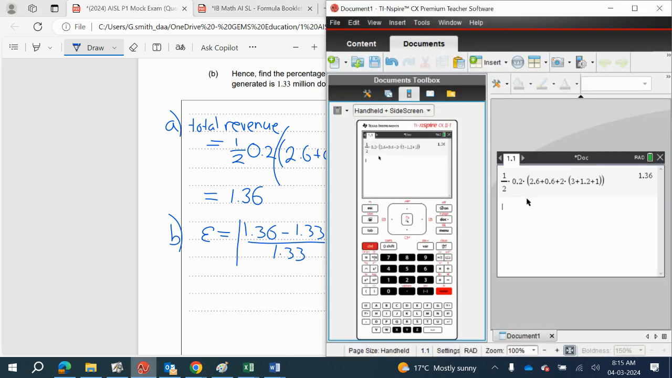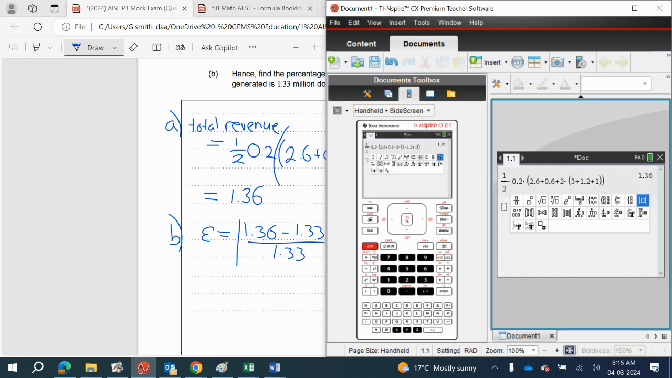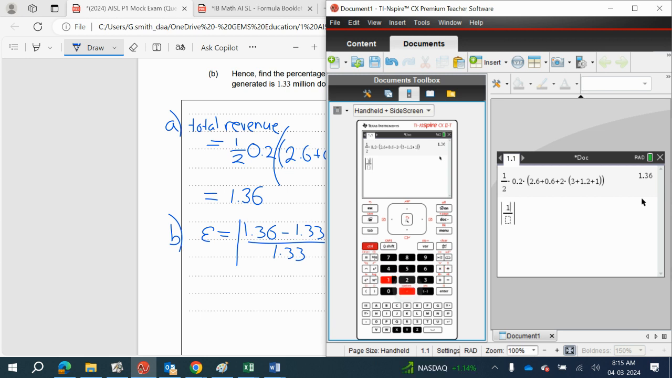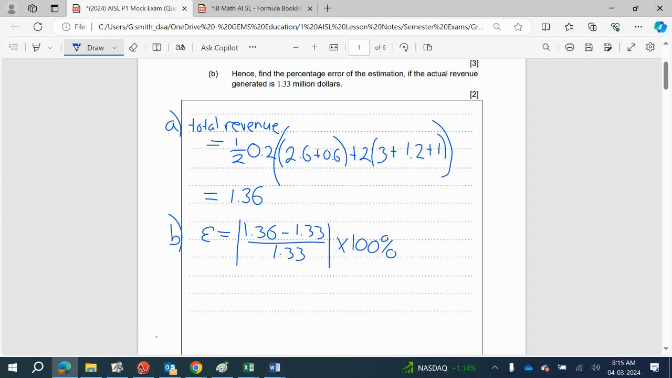Type it into the calculator, what do we get? I can actually type it in using those features. There's the absolute value function. Quotient 1.36 minus 1.33 over 1.33. Now on the calculator, you have to times by 100 to turn it into percent. This will give us 2.26%. On the calculator, you times it by 100 so you can write it in percentage, but on your paper you write 100%.